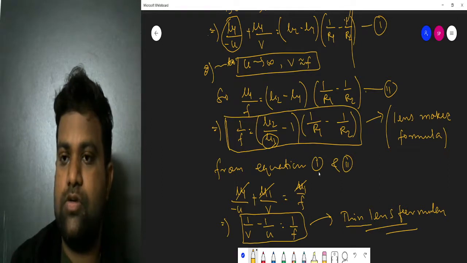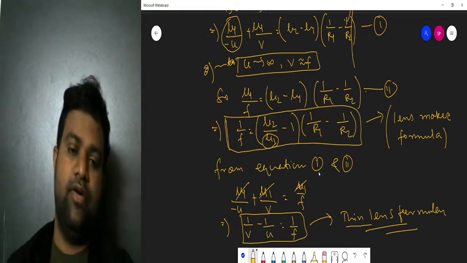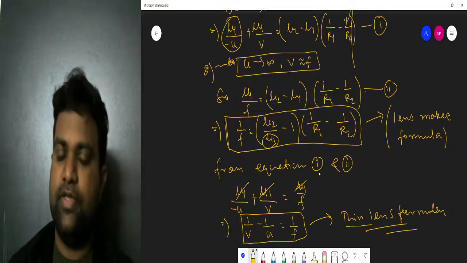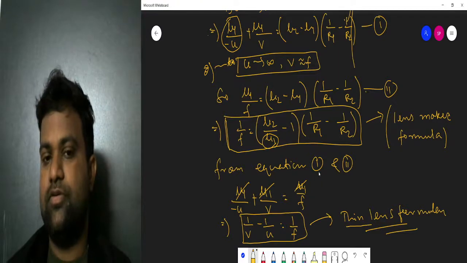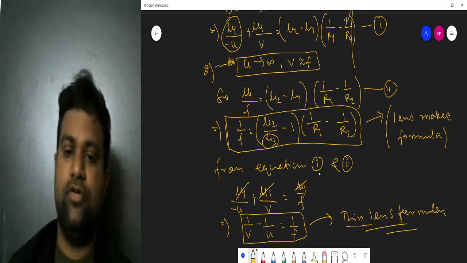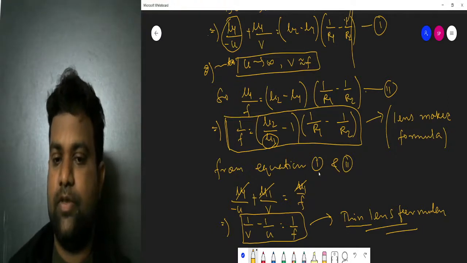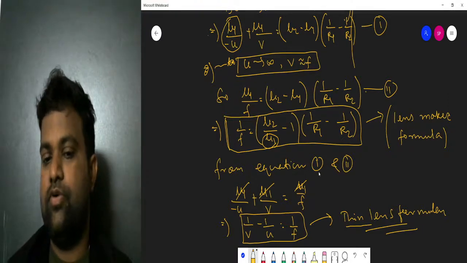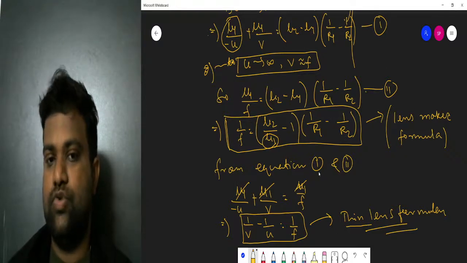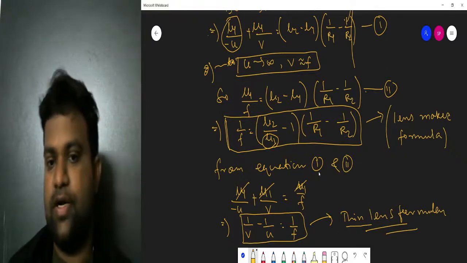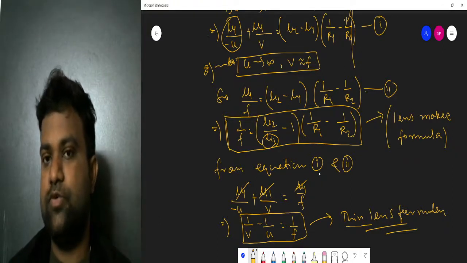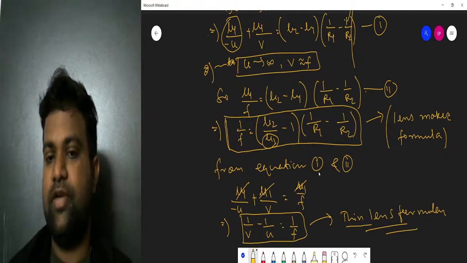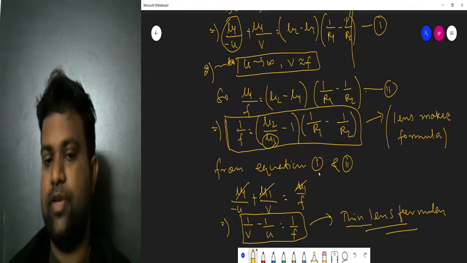So this derivation is very important for the exam also, and problems come in your entrance examination as well as many times in the board exam. So if you are preparing for board 2021, then you should practice this part very carefully, because I think mirror formula is removed or reduced this year, so definitely the problems will come from lens.